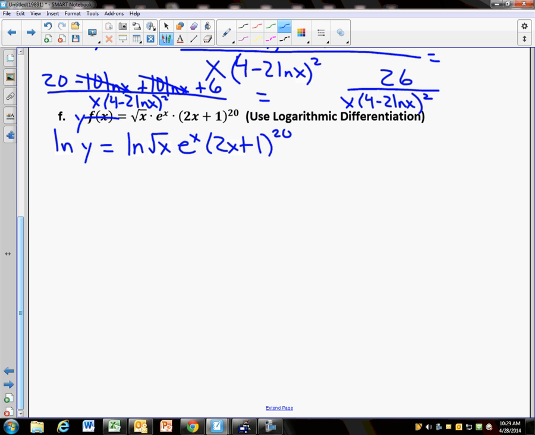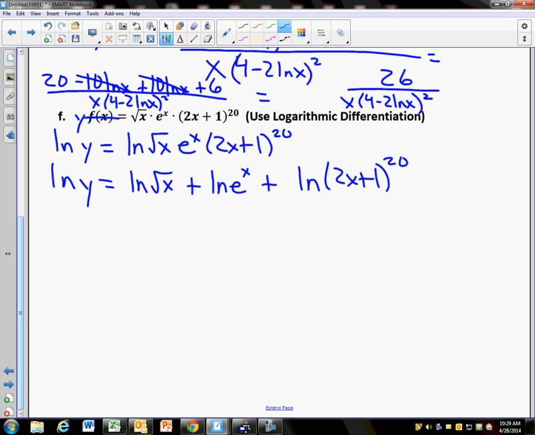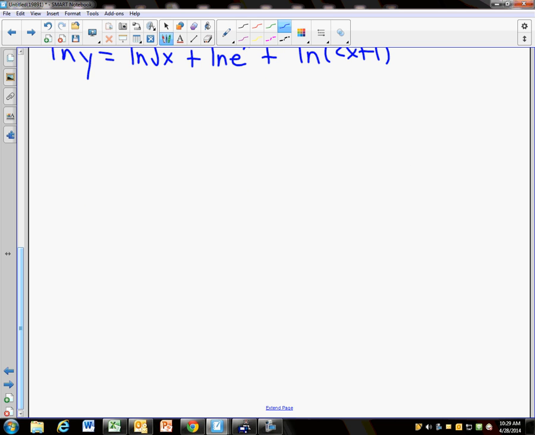What do natural logs allow you to do when you have multiplication? Yeah, pull out the exponent up front and split the multiplication into addition. Okay, now let's take Emma's advice. What did Emma say we should do?